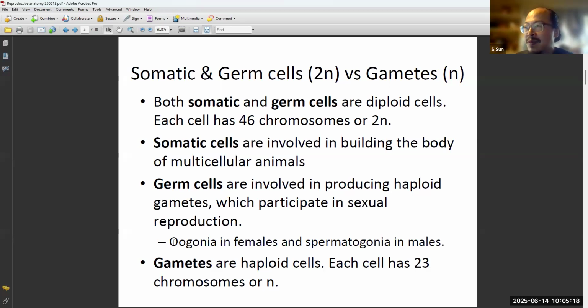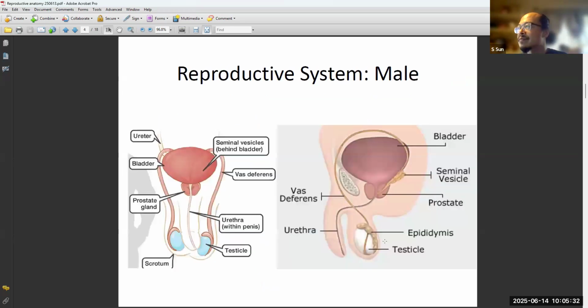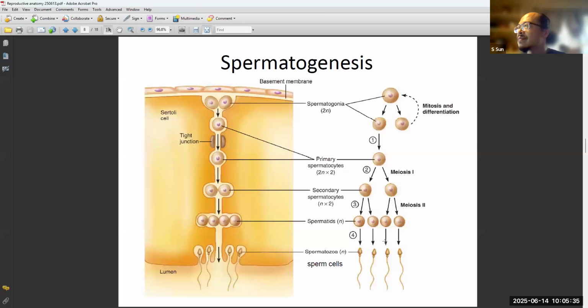This stem cell in the female is called oogonia. In the male it is called spermatogonia. Spermatogonia is a stem cell. It has a full set. It gives rise to sperm. Let me show you here. Here is the spermatogonia, 2N. This one is in the testes. It keeps on giving rise to sperm. So this one has 2N. This one is the source of sperm.